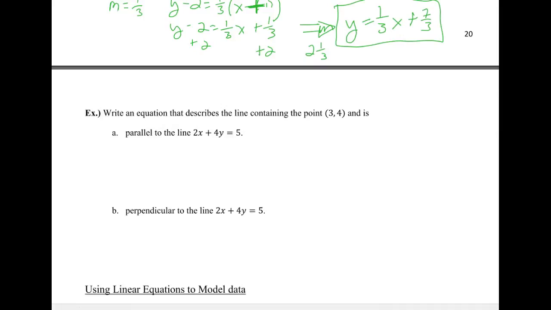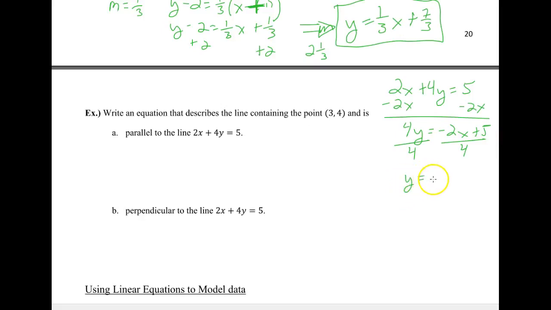Alright, this example is the same as the one above. We have a point, and we want to make a line that is parallel to this other line. So first we need the slope of this line. 2x plus 4y equals 5. I need to get y alone to get it into slope-intercept form. 4y equals negative 2x plus 5. I divide both sides by 4.